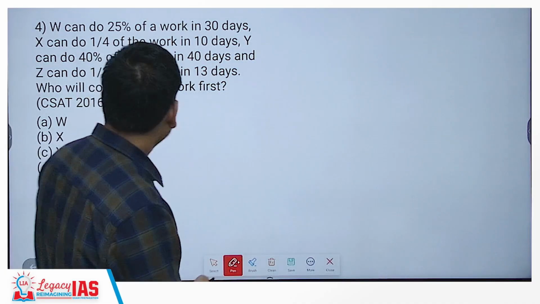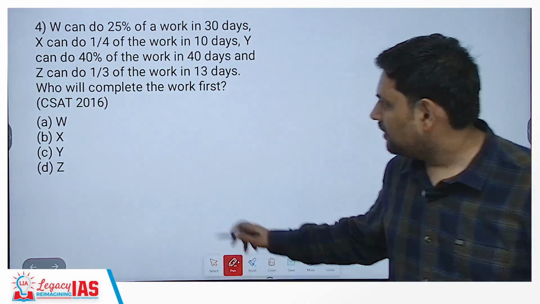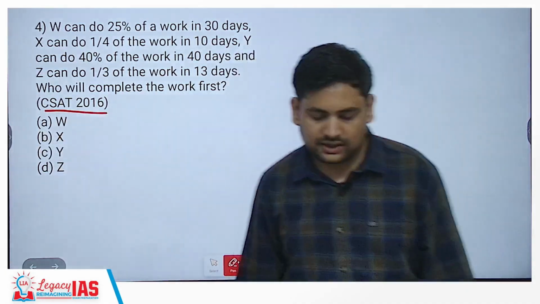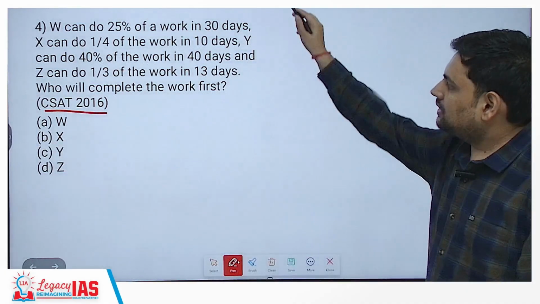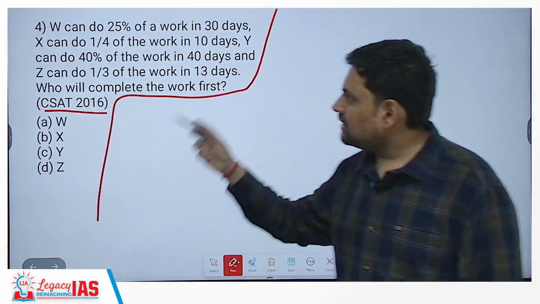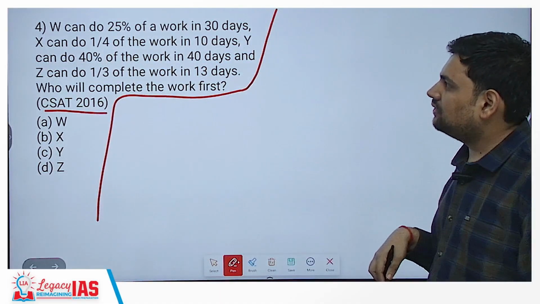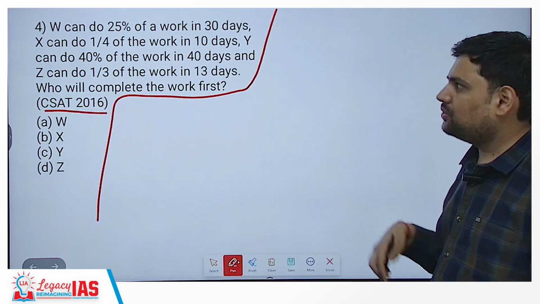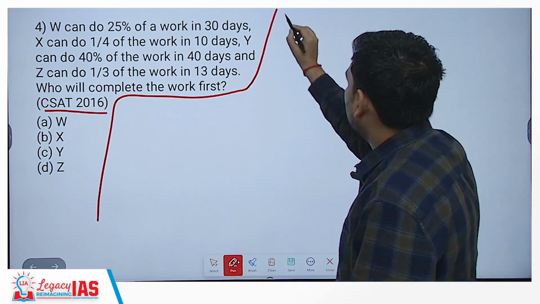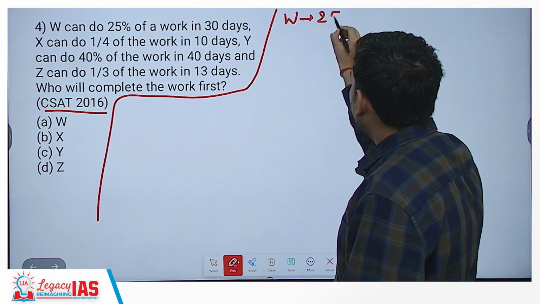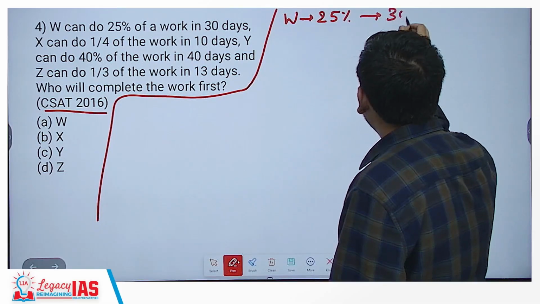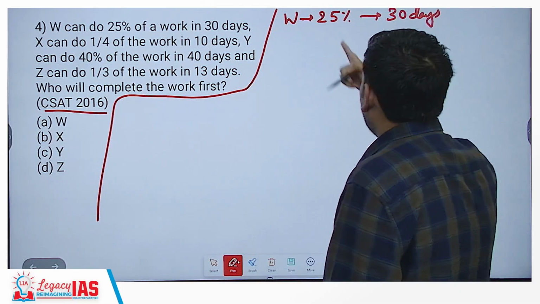So this is a previous year question from CSAT 2016. Let's do this. What it says: W can do 25% of a work in 30 days. Okay, so W does 25% in 30 days. Now, how do you get 100% here?